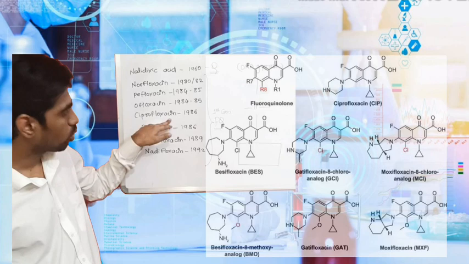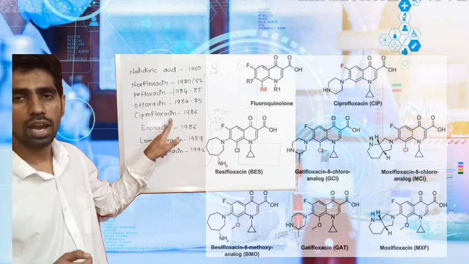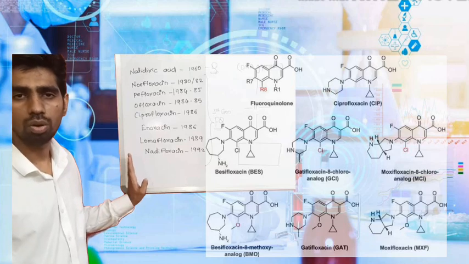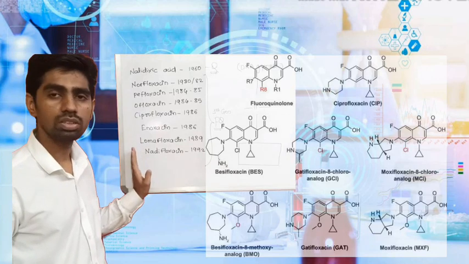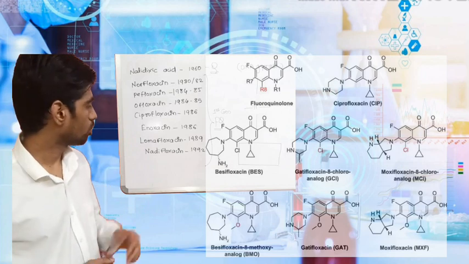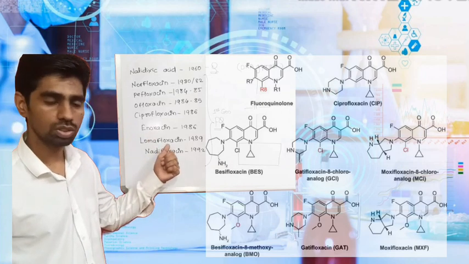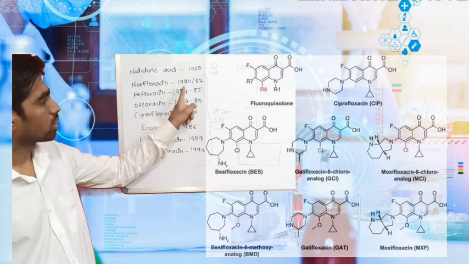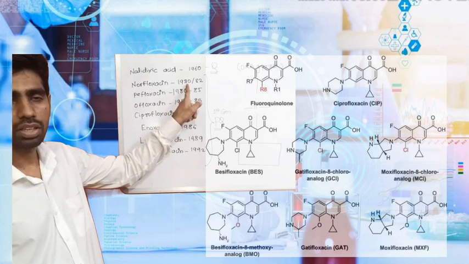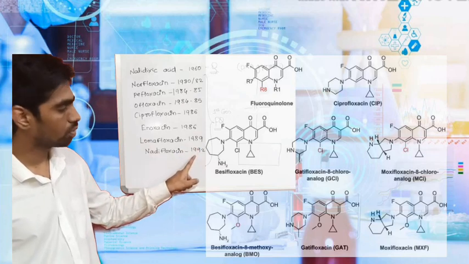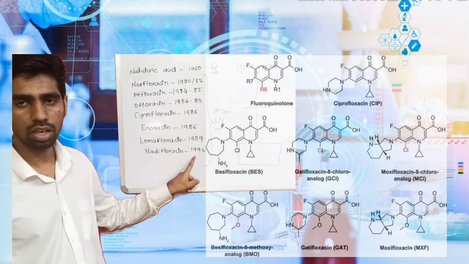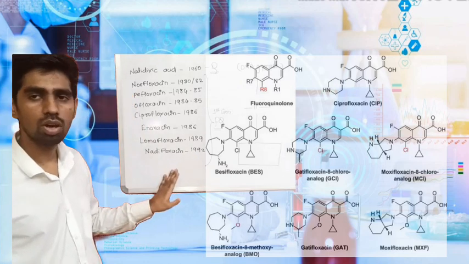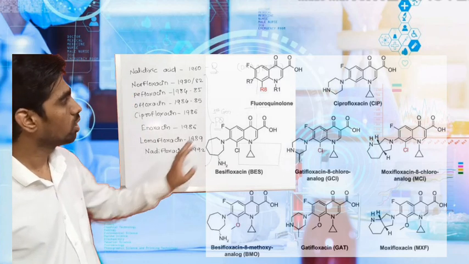Now it is ciprofloxacin which is widely used and most potent among these first generation fluoroquinolones. The later three members are not mentioned that much. Okay, enoxacin, lomefloxacin and nadifloxacin. If you look at the years, the start was in 1982 and the end of the first generation is in 1992.